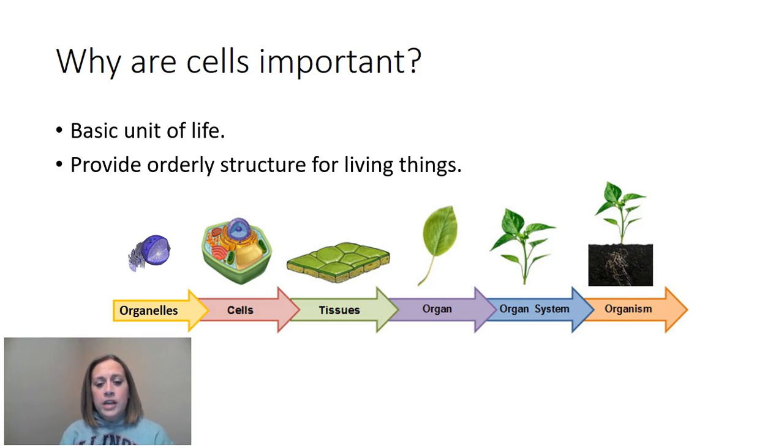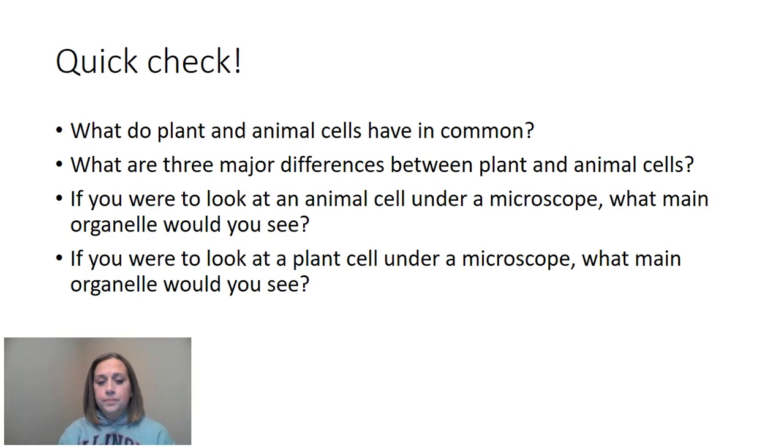What you're looking at here are all the different levels at which cells can be organized. You can have individual cells, groups of cells working together to form tissues, tissues working together to form organs, organs working together to form organ systems, and finally, when a living thing has all of its organ systems working together to keep it alive, you're looking at an organism.